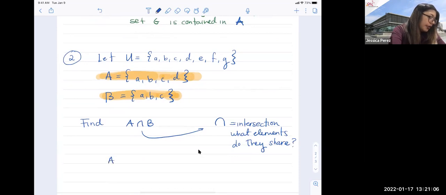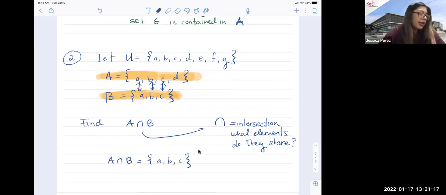So the intersection between A and B, well, they share A and they share B and they share C. So your answer should be A, comma, B, comma, C. They don't share D because, well, first of all, the set A is bigger than the set B. Any questions? Okay, I hope that you guys are following along.